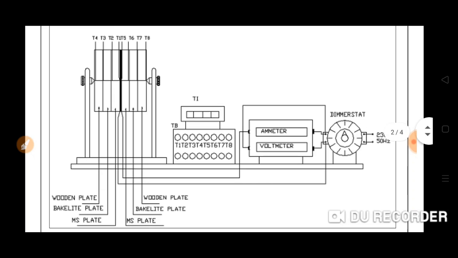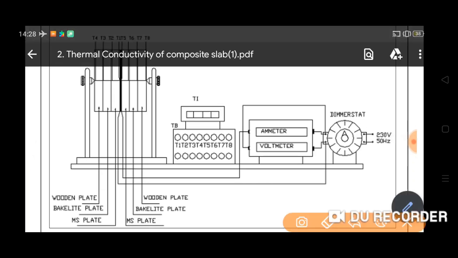In this setup, this is the center of the setup. This is nothing but your heater coil, and this heater coil is connected with a dimmerstat, and it is connected with an ammeter and voltmeter. If we vary the dimmerstat, the voltmeter will give voltage to this heater coil, then current will flow through the heater coil and heat will flow bidirectionally. Let us assume this is our heater, so heat will equally flow in both directions.